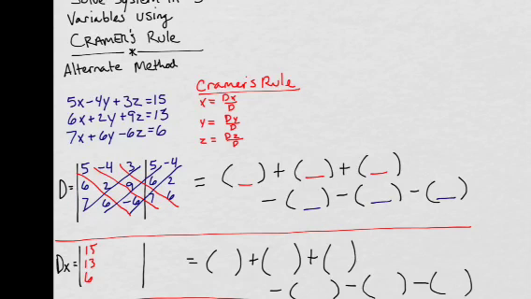Let's do this. Multiply down. So 5 times 2 times negative 6 is negative 60. I'm just doing some really basic multiplication. I did it on a cheap little calculator.